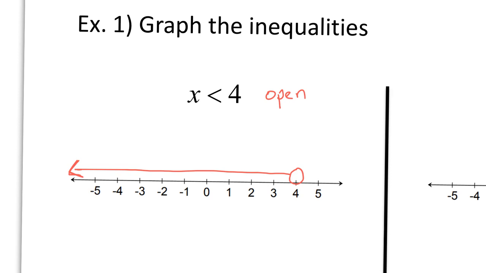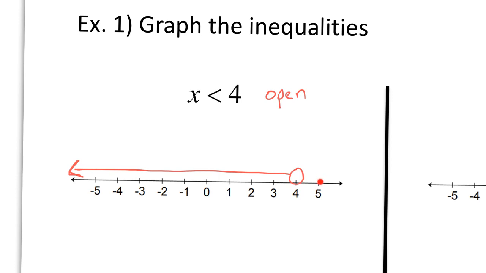So think about it. If you put a negative 5 here, negative 5 is less than 4, true. If you put a negative 1 here, negative 1 is less than 4, true. If you put a 2 right here, 2 is less than 4, true. And if you put a 4 right here, 4 is less than 4, not true. That's false. That's why it's open, because this is telling you that this number is not included in your answer.